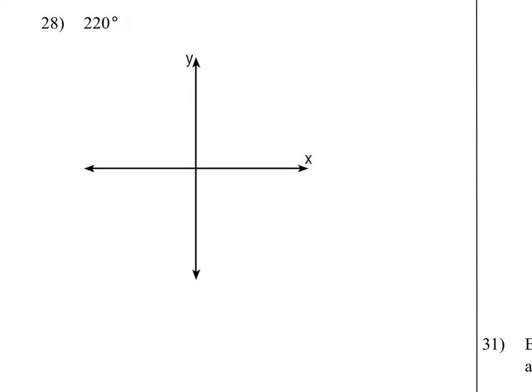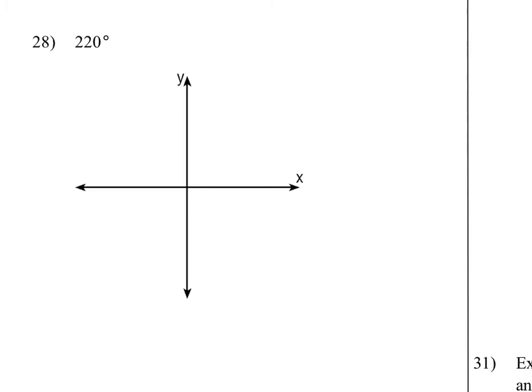Okay, 220. So remember, when we're doing this positive, we start here and we go up. So this is going to be 90, 180, 220 is somewhere in here. Doesn't have to be perfect, but you do need the arrow here. Label 220, and this is quadrant 3.